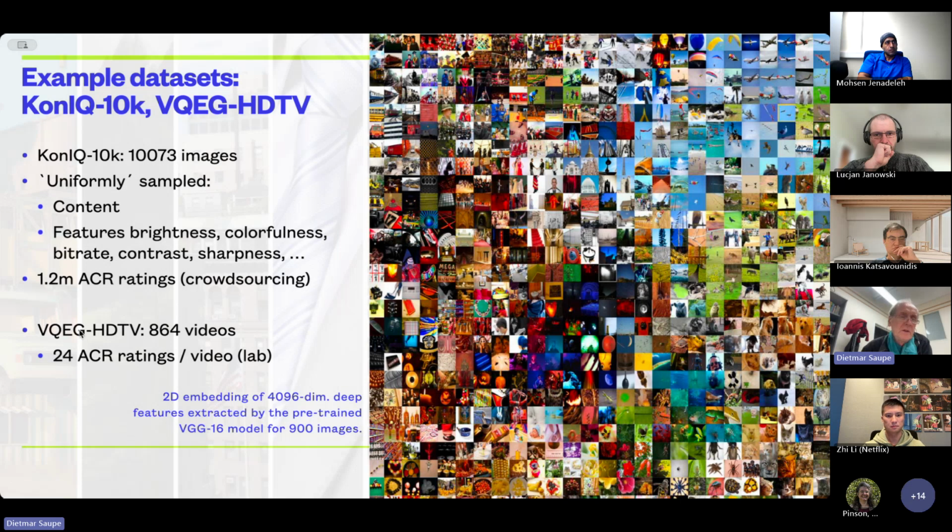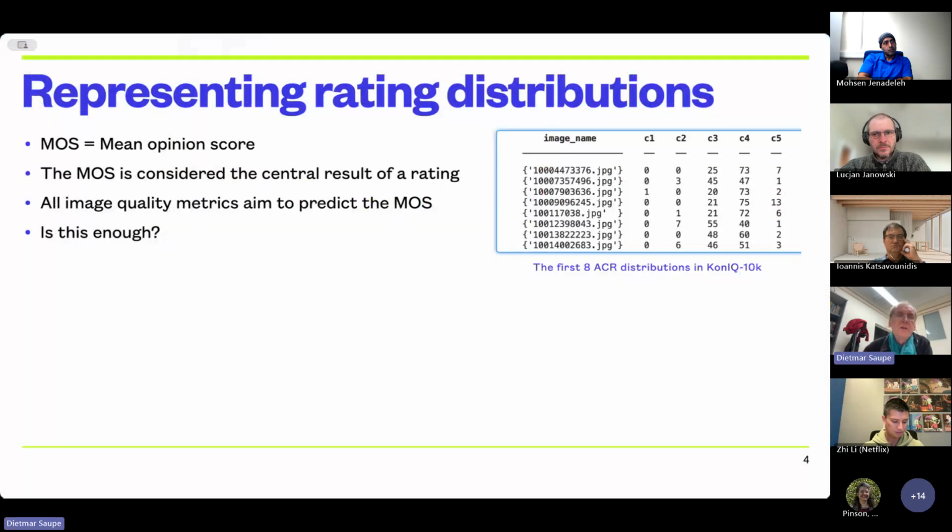And then there's the VQEG HDTV data set that we use. This was produced by groups here in VQEG some years ago: 864 videos in several lab studies, joined together in this data set. Each one contains about 24 ACR ratings per video. KonIQ-10k has a lot more ACR ratings per image, more than 100 on average. So these are the 2 data sets that we use in this study.